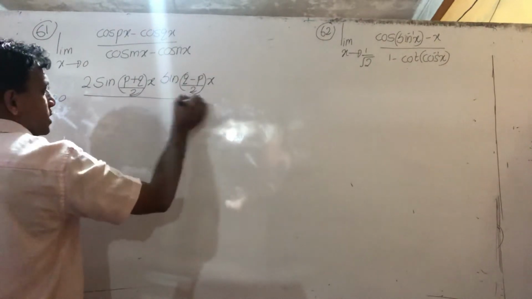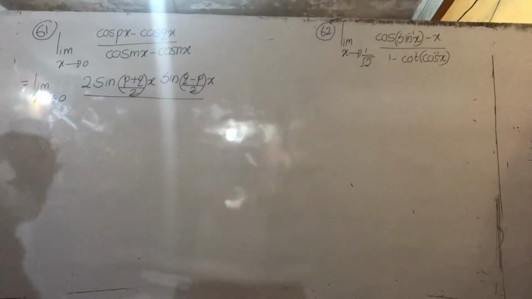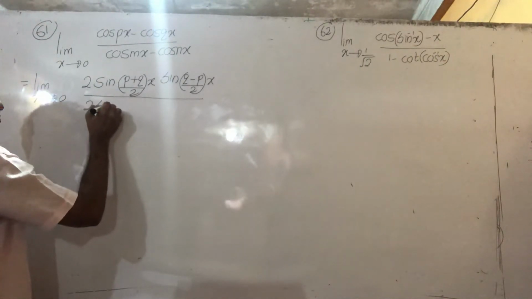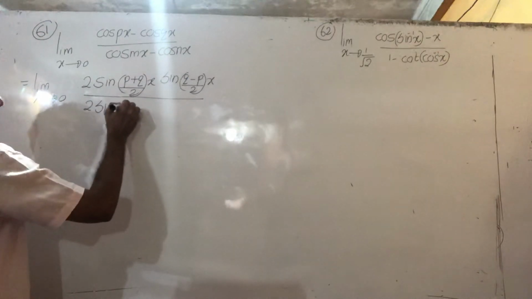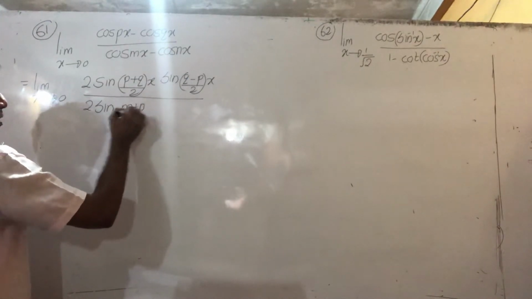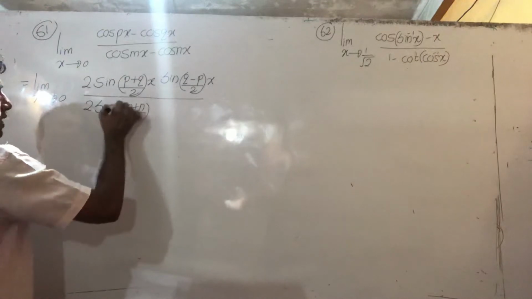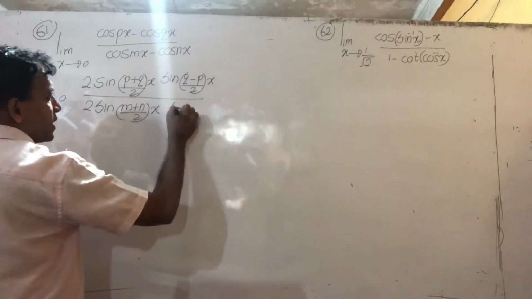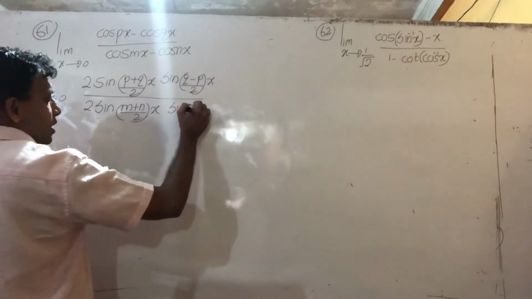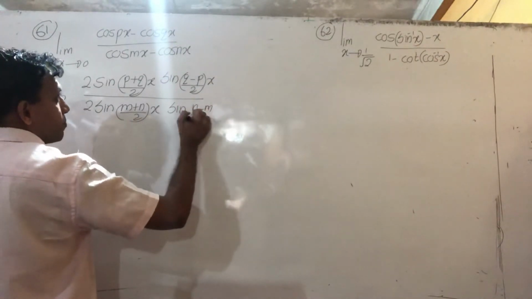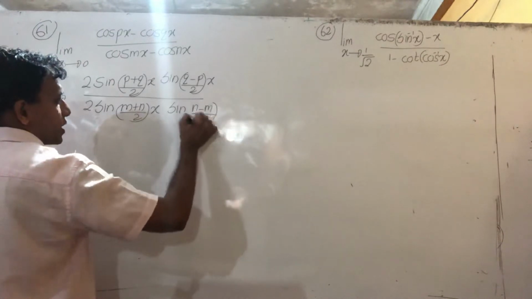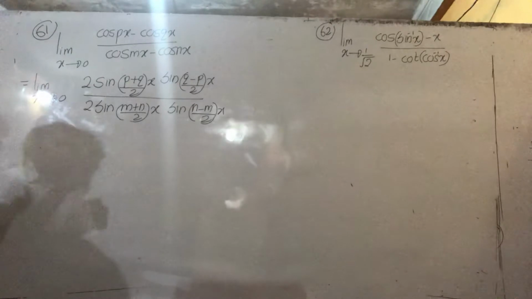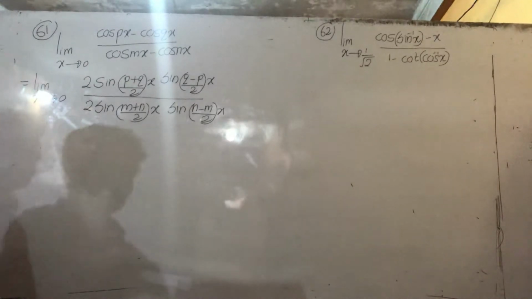The same in the denominator: cos C minus cos D form, 2 sine of (m plus n) by 2 into x. The other one is sine of D minus C, from here subtract, n minus m. So those who know the basic trigonometric identities know that we call this the factor formula for trigonometry.